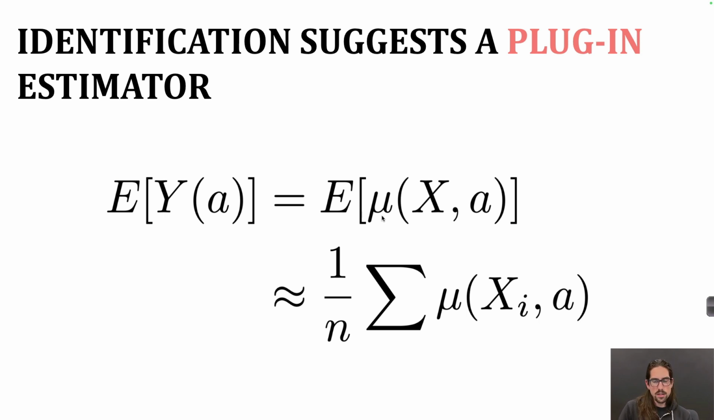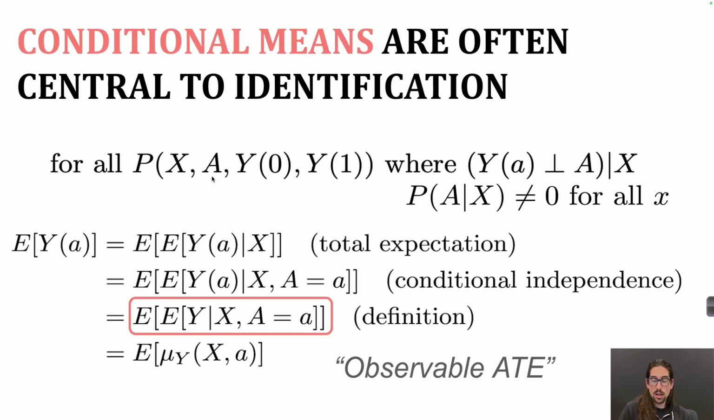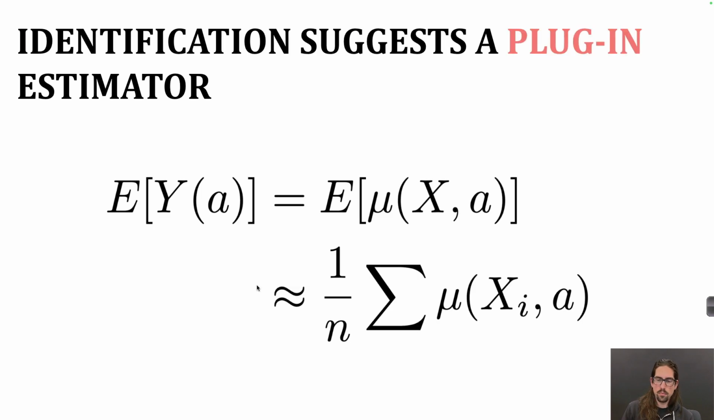So this identification result suggests a plug-in estimator, okay? Because everything we've been talking about in this lecture, identification, is all population level. We don't have data. This is just pure population level. So it's all pretty abstract. But now the question is, okay, if you have data, how are you going to estimate this thing that represents this other thing that you actually care about?